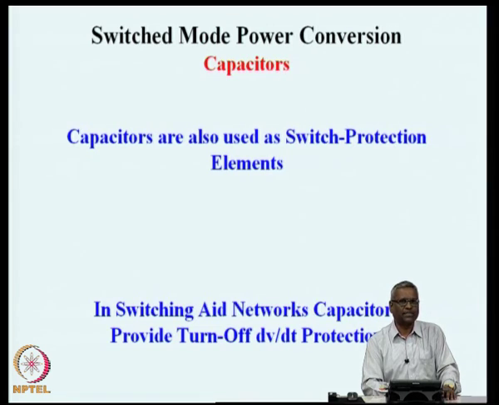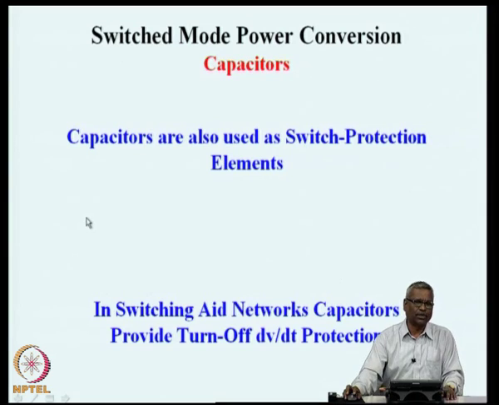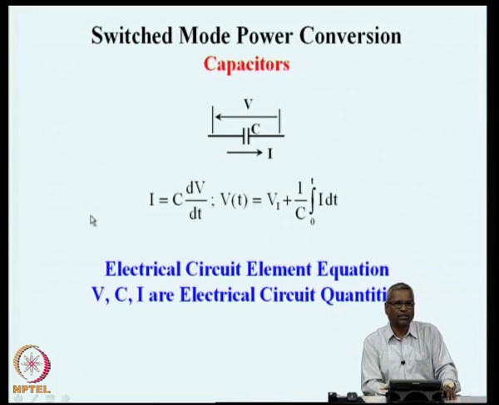In a similar way, capacitors are used as switching aid elements in order to provide protection during the turn off process. This protection is to prevent very large over voltages occurring in the circuit, much more than the supply voltage. The capacitors are able to suppress over voltages. In that capacity, in many power converters, capacitors are used as switch protection elements. We have seen two functions. One is to smoothen the flow of energy, and the second is to protect the devices from over voltages during the turn off process.